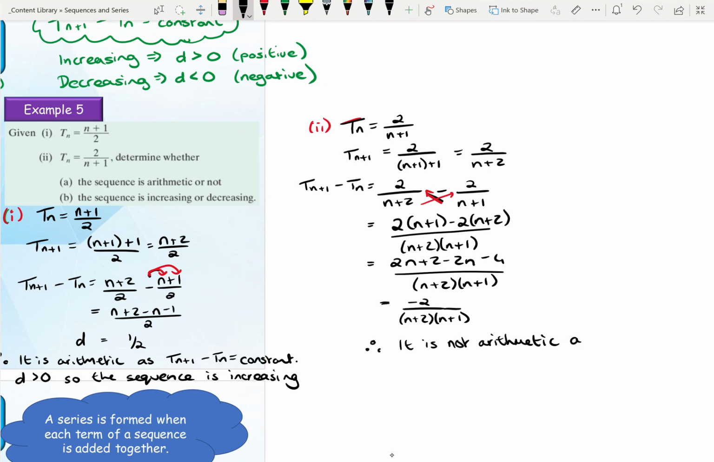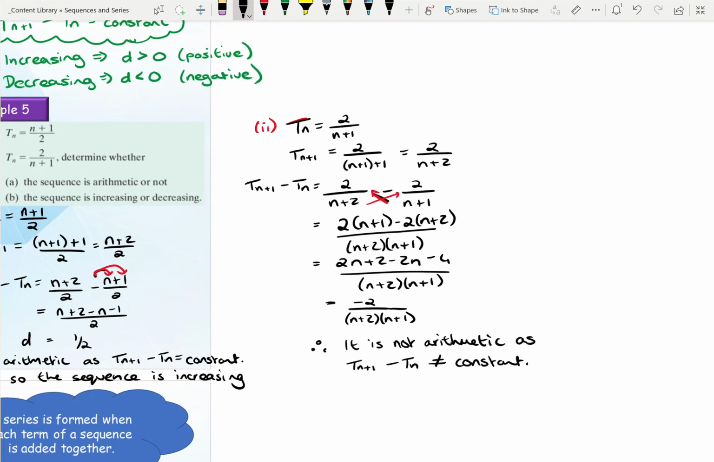as tn plus 1 minus tn does not equal a constant. So if I want to find if it's increasing or decreasing, the easiest thing to do here is to find term 1, term 2 and term 3 and see what happens.